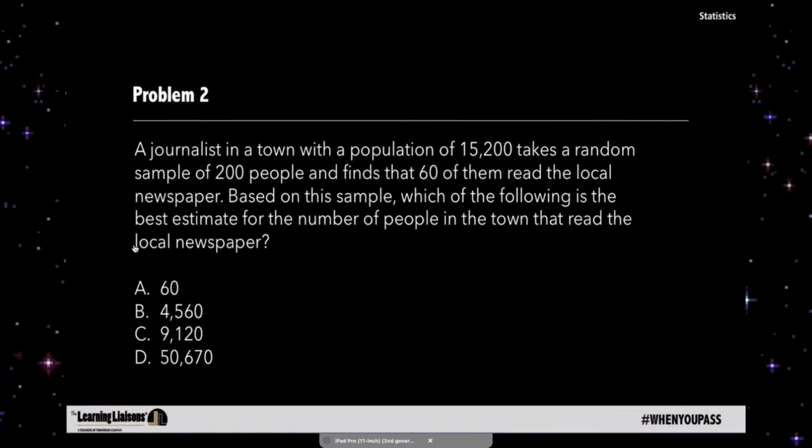A journalist in a town with a population of 15,200 takes a random sample of 200 people and finds that 60 of them read the local newspaper. Based on that sample, which of the following is the best estimate for the number of people in the town that read the local newspaper?